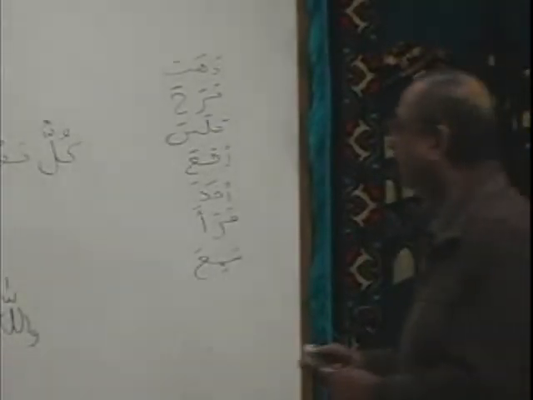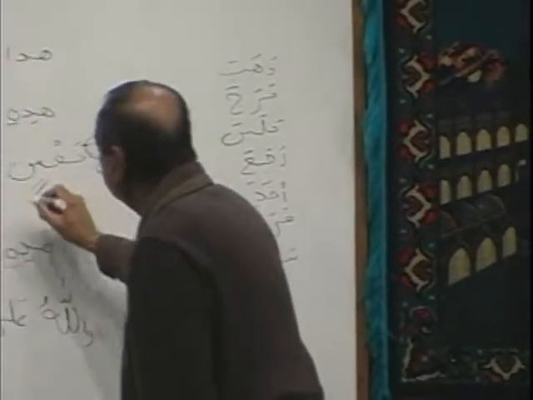Kullu nafsin za'iqatul maut. How will you analyze it? First question, is it Jumla Ismiya or Jumla Fi'liyya? It is Jumla Ismiya, so we are looking for the Mubtada. Look at this: Kullu nafsin. What do you see in that combination? Mudaf, Mudaf ilayh. So where is our Mubtada? Kullu, and it is a Mudaf, and then the Mudaf ilayh.